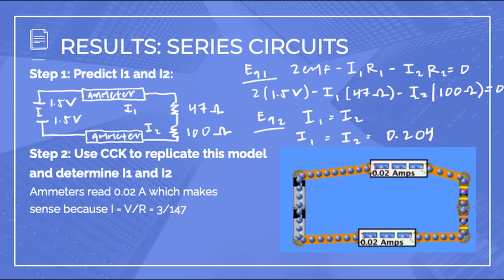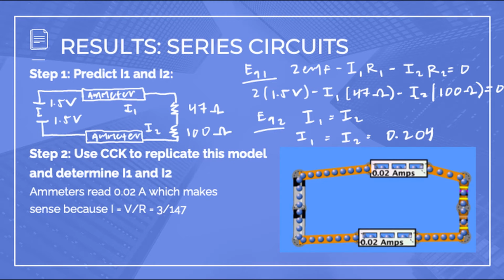So for the first part of this lab, we were presented a circuit with 2 batteries, each with 1.5 volts, and one 47 ohm resistor and one 100 ohm resistor. We were asked to find the current flowing through both ammeters. To do this, we have to use Ohm's law, which states that voltage is equal to current times resistance. So after I plugged in the voltage and resistance values, I concluded that the currents flowing through I1 and I2 are both 0.0204 amps.